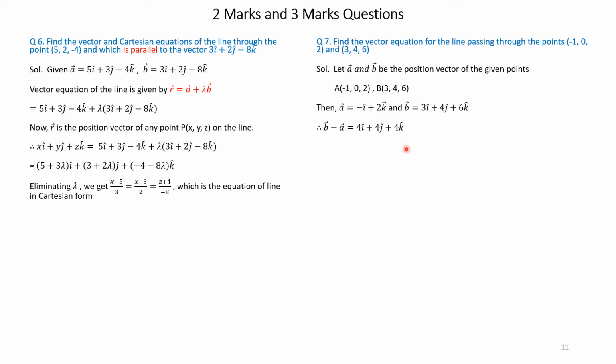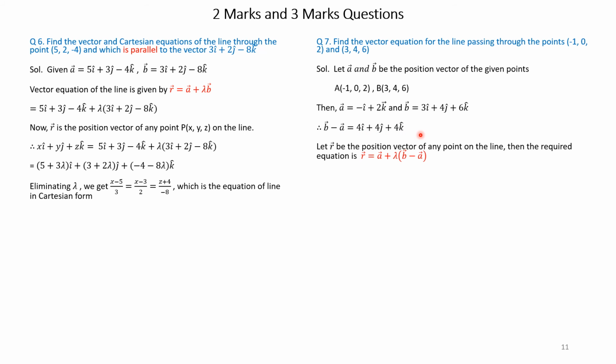Therefore, B minus A we can find. B minus A is 3 minus of minus 1 is 4i, plus 4 minus 0 is 4, 4j, plus 6k minus 2k is 4k. So, B minus A is 4i plus 4j plus 4k.